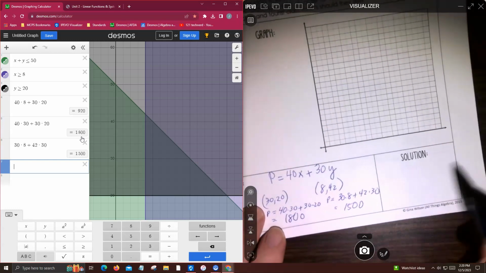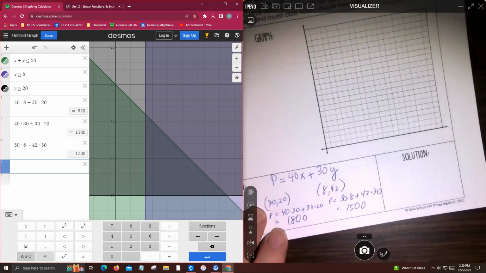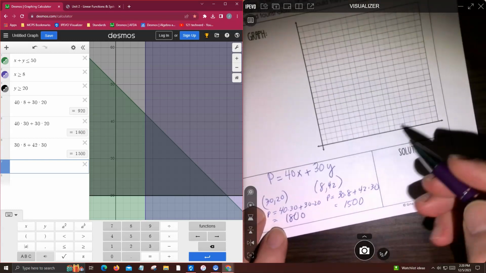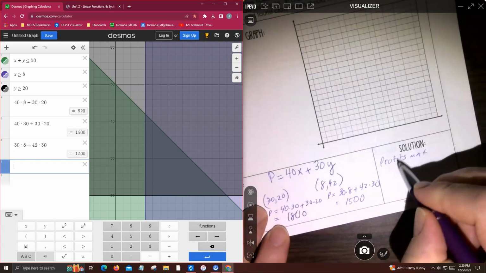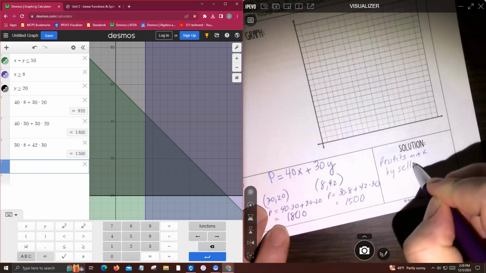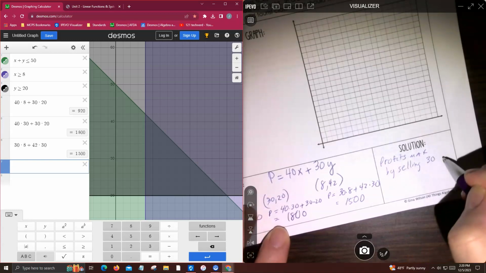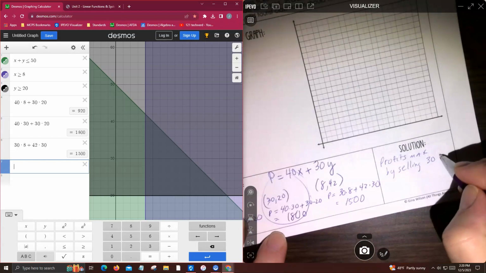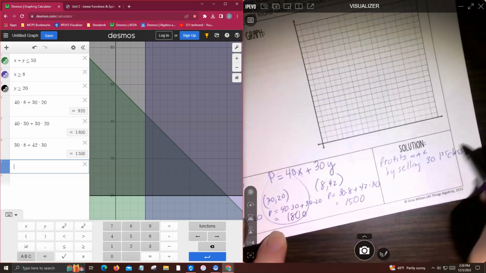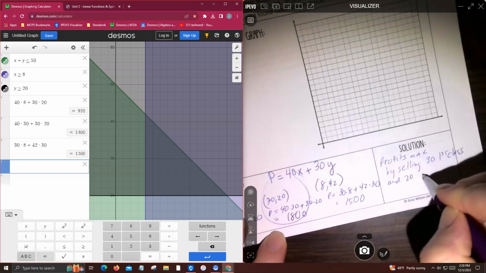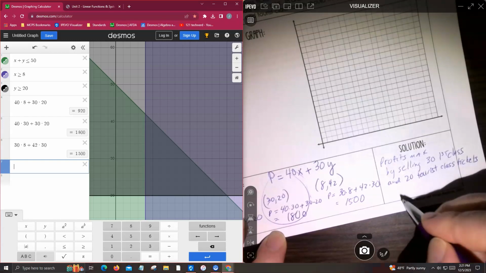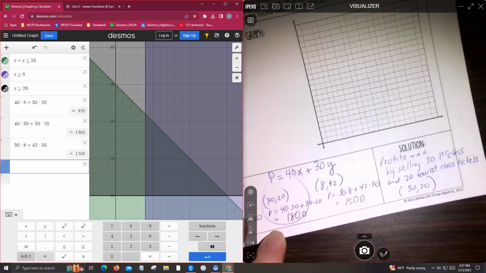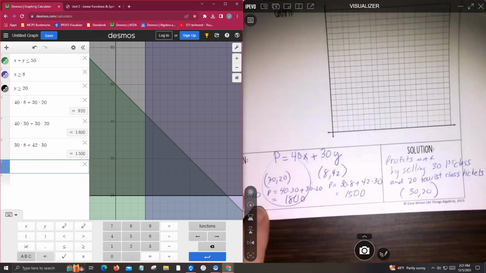So your solution would be that the profits are maximized by selling 30, because it's this guy right here, 30 first class and 20 tourist class tickets. So you're answering in words. Again, I'll just put down here 30, 20, just to remind me that that's what I did. That's the one I picked. And that's how this works.